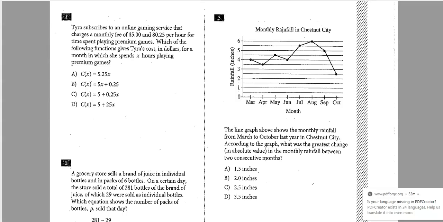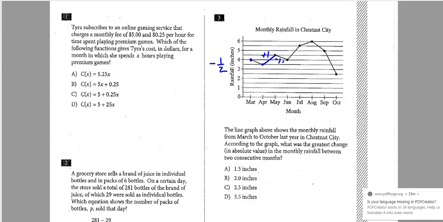Number 3, I have a rainfall question here with a graph. So it says the line graph above shows the monthly rainfall from March to October in Chestnut City. According to the graph, what is the greatest change in the monthly rainfall between any 2 months? So basically, here's the change between these 2 months. It dropped 1/2. So it went down by 1/2. This one right here represents an increase of 1.